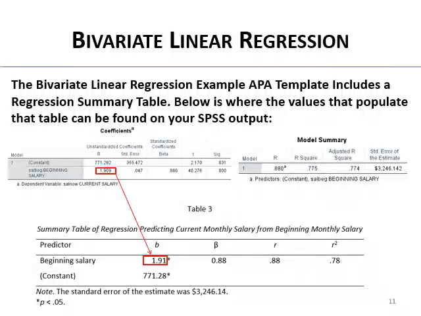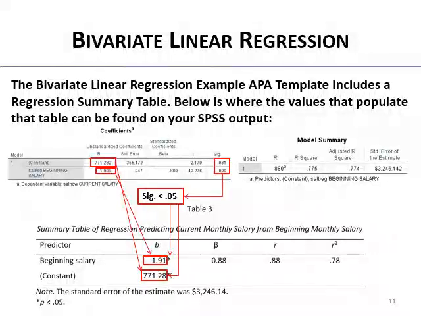Well, the B value for beginning salary comes from the column called B in coefficients. The constant, that is your y-intercept, comes from the B column where it says constant. Note that in this case they're both starred. That means they're statistically significant. Where does that come from? Well, that comes from the sig column. If sig is less than 0.05, you put a little asterisk next to the number. And note below the table there's p less than 0.05.